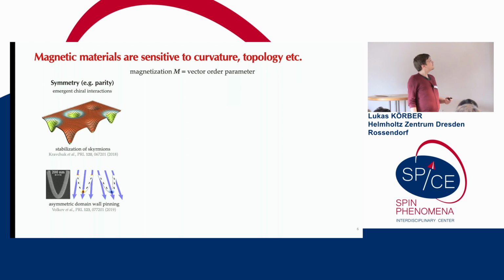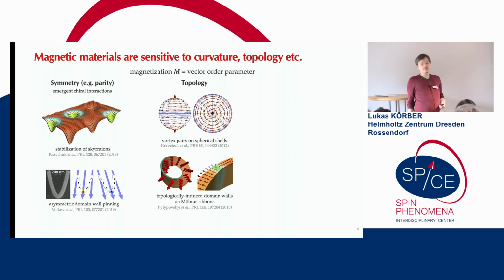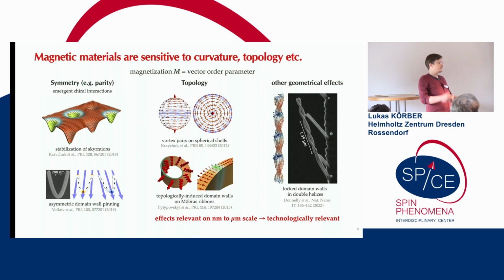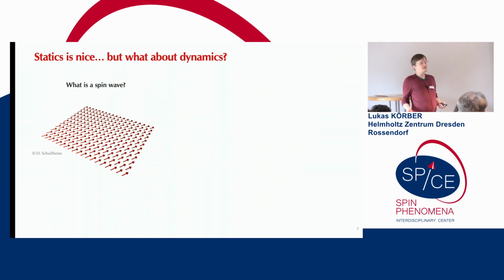On the mesoscale, magnetization is also a continuous vector field, at least approximately, which makes it sensitive to the topology of the underlying geometry, giving rise to double vortex pairs on spherical shells or topologically induced domain walls. There are also all kinds of other interesting geometrical effects, for example, domain wall locking in these double helices. Importantly, all of these effects become relevant on the nanometer to micrometer scale, so they are not only fundamentally interesting, but maybe also technologically relevant. But this is all static effects so far, so the question is, what about dynamics?